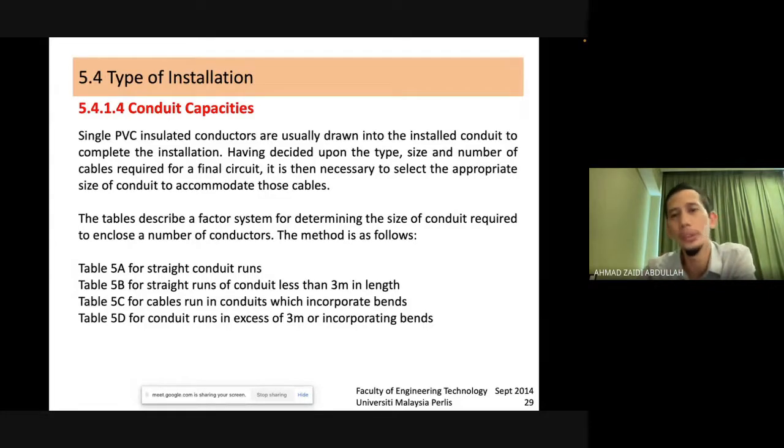When we're determining the size of conduit, we are referring to four tables, including 5A, B, C and D. A is for straight conduit, B is straight run of conduit less than 3 meters, C is cable in conduit incorporating bends, dia ada bengkok sikit, kita ada bending 2-3. And then 5D is for conduit run in excess of 3 meters or incorporating bends. Okay, so kita boleh guna table tu.